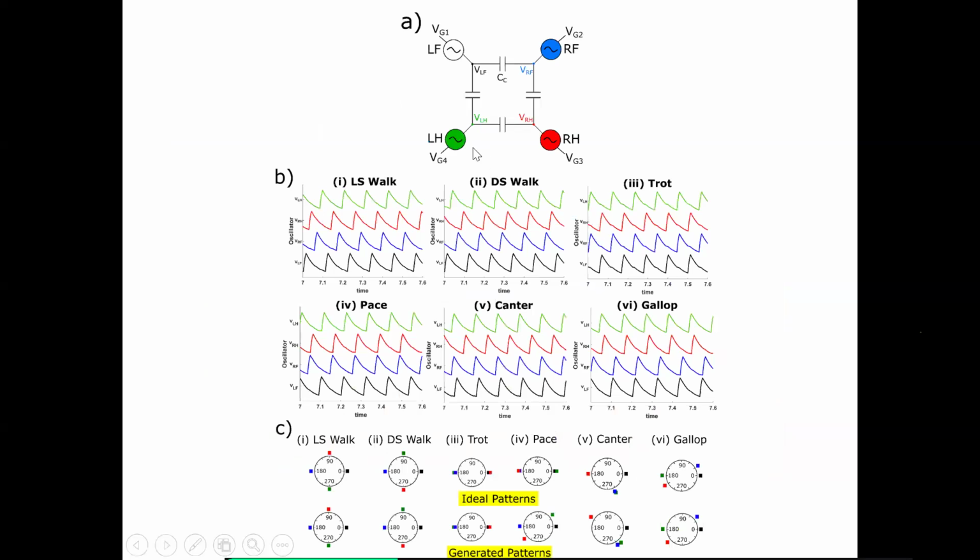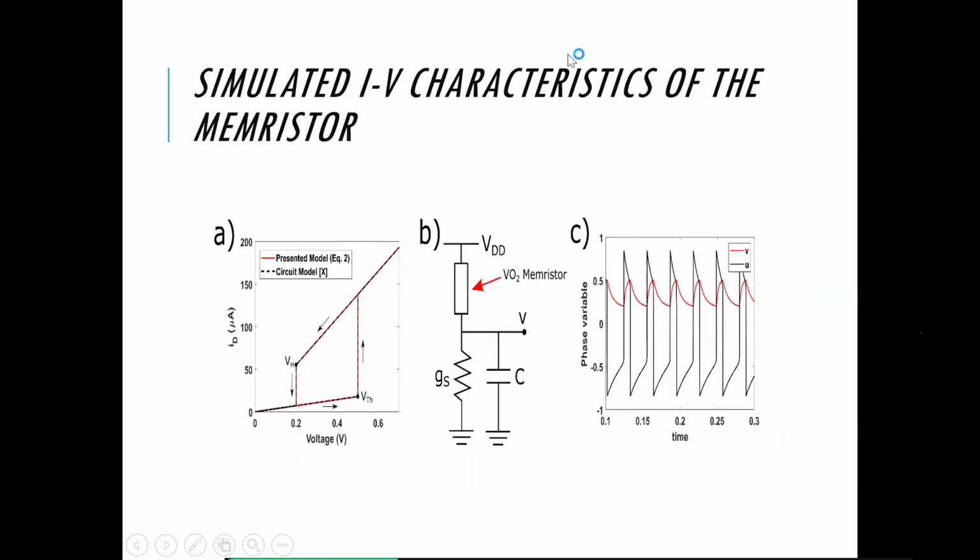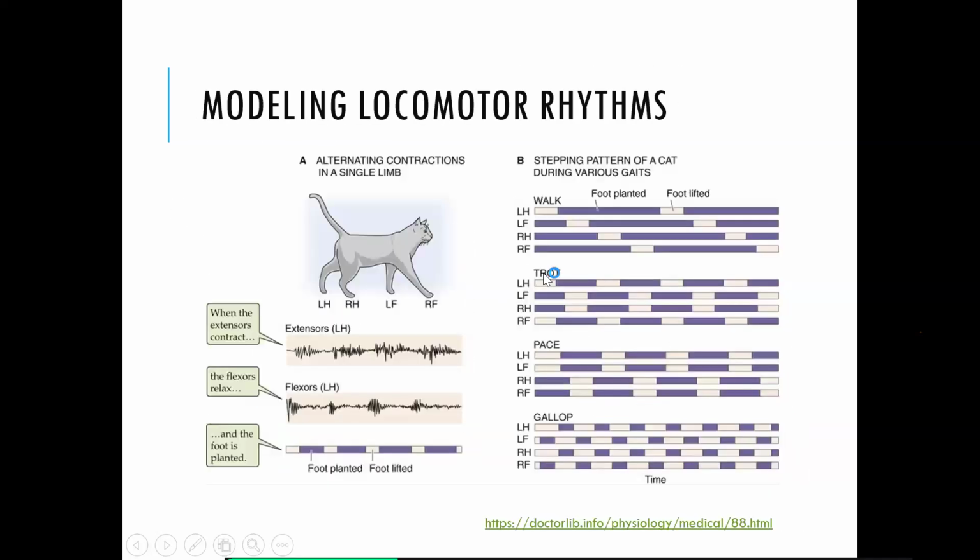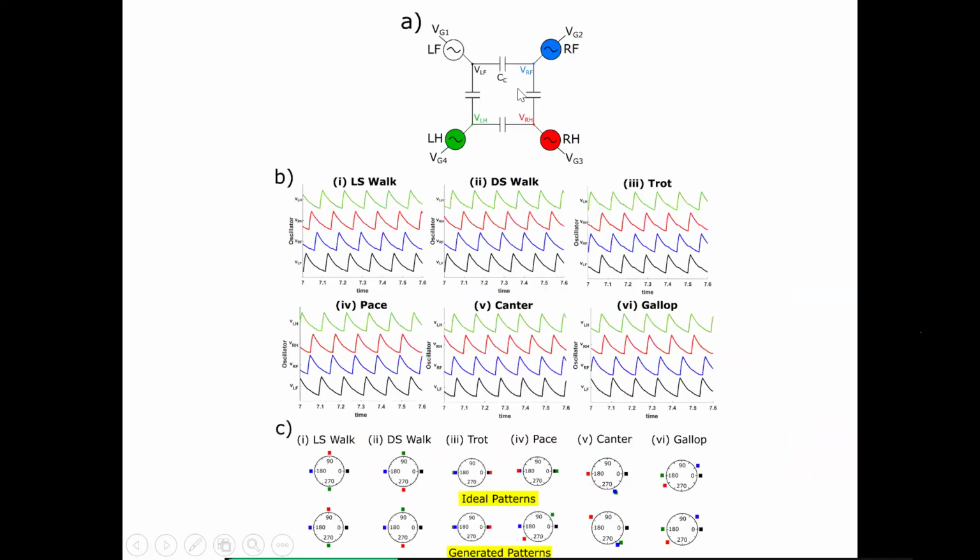We were able to show all these rhythms by just using 4 oscillators coupled by a set of 4 capacitors. So this is the 4 oscillator circuit shown here. You take 4 such circuits and couple them using 4 capacitors. By choosing the capacitor values appropriately, you can make this system show all these rhythms.